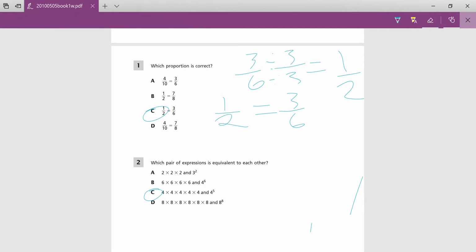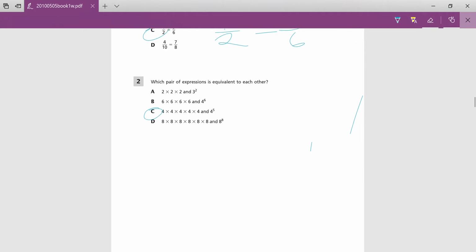Okay, so for number one, which proportion is correct? That's going to be C, 1/2 over 3/6, because if you try to reduce down each and every fraction, you would see that the only things that actually match up would be 1/2 and 3/6, because if you reduce 3/6 into its lowest form, it would equal 1/2, and 1/2 obviously equals 1/2.